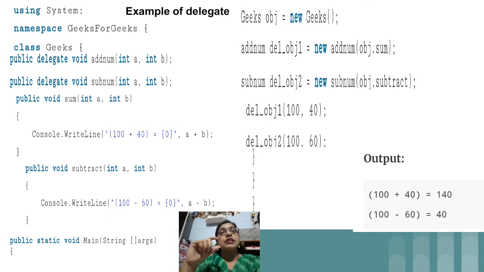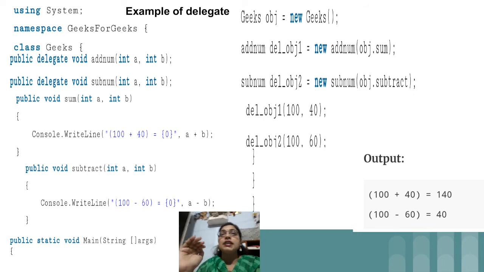Then we have created one more method, subtract, which will refer to the subnum delegate. Again we should have the same return type and parameters, and the logic we have written inside this method is subtraction. So till now we have completed only two steps: we have declared the delegates, and then the second step, we have declared the respective methods for the respective delegates. After that we will have public static void main. In void main we are going to create, as I said, we have two ways to pass the delegate.